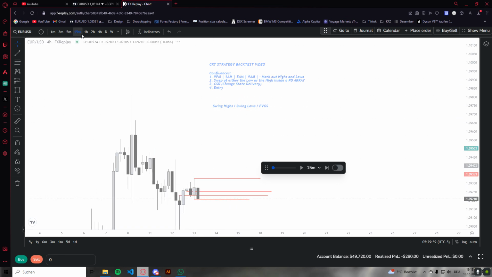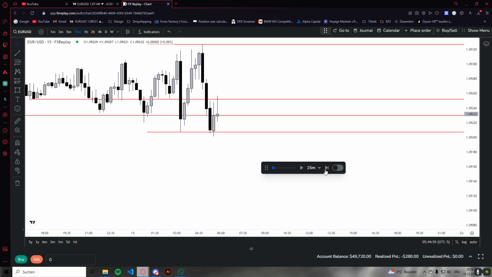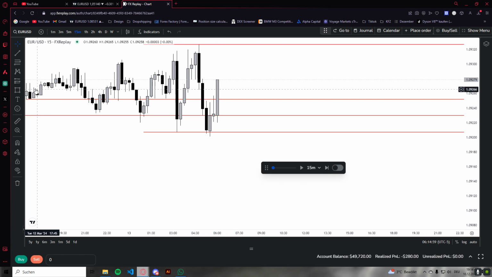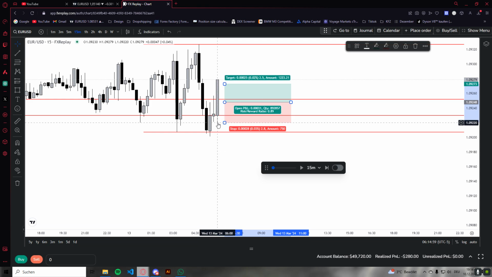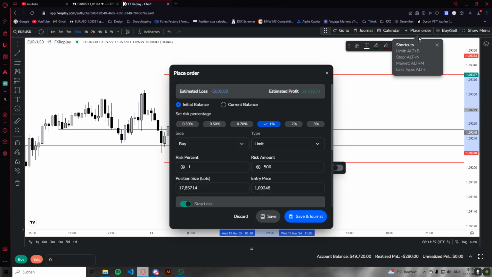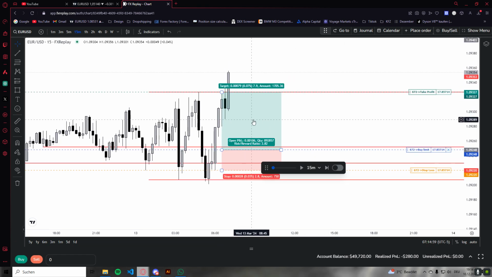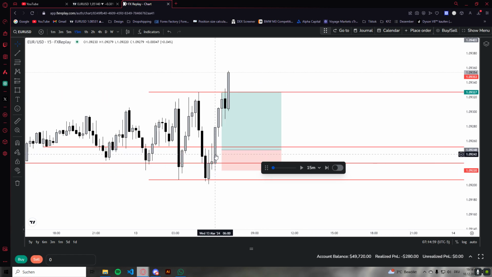Now we want to see a change state delivery. Yeah, that was a good one. Our entry can be here. Stop loss below that swing low. Take profit 1 to 3. And price already reached it. Okay, not a big deal. We missed this trade, so it's okay.